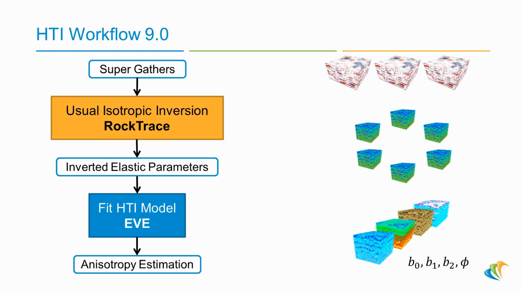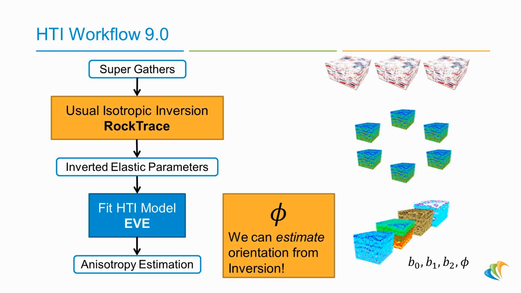we can look at the inverted elastic parameters, which are analyzed by what we call an elastic volume evaluator, and that gives us anisotropy information. So what comes out of the elastic volume evaluator are Fourier components, so the zero frequency, the second and the fourth azimuthal Fourier components, and the angle of the anisotropy. So we can estimate the orientation of the anisotropy from the inversion.